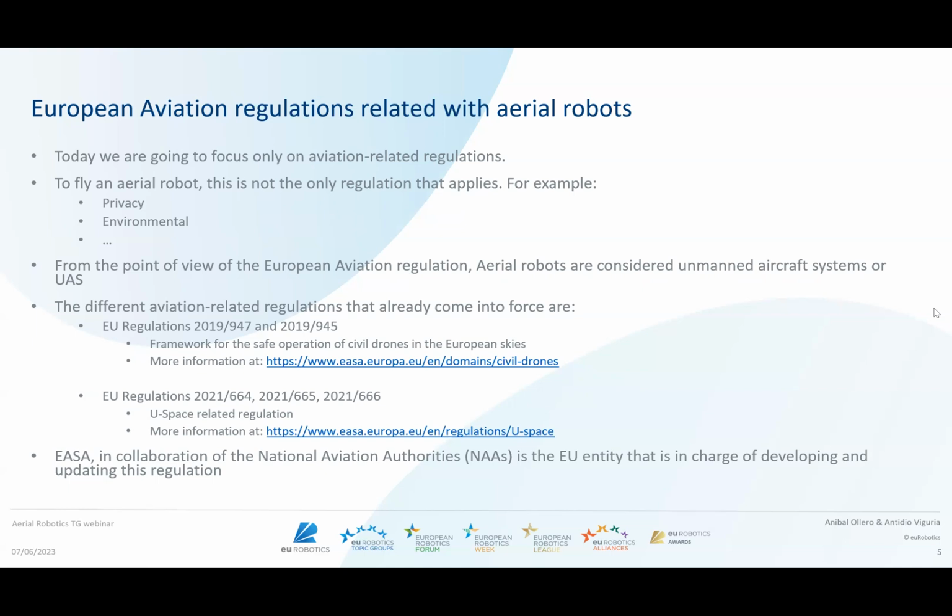The two main sets of regulation that apply to aviation and UAVs are EU Regulations 2019/947 and 2019/945, which set up the framework for the safe operation of civil drones in European skies. Then we also have 2021/664, 665, and 666, which are related to U-space, which we will comment on later. EASA, the European Aviation Safety Agency, in collaboration with the National Aviation Authorities, is the entity in charge of developing and updating this regulation.